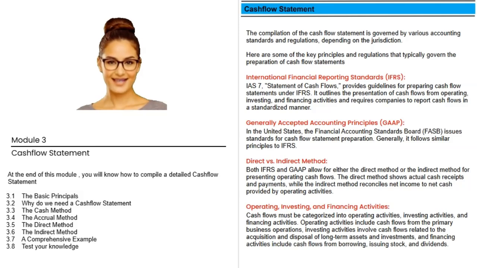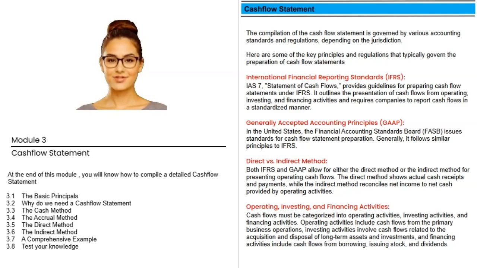Looking at the Generally Accepted Accounting Principles, or GAAP. In the United States, the Financial Accounting Standards Board, FASB, issues standards for cash flow statement preparation. Generally, it follows similar principles to IFRS. Moving on to the direct versus indirect method. Both IFRS and GAAP allow for either the direct method or the indirect method for presenting operating cash flows.